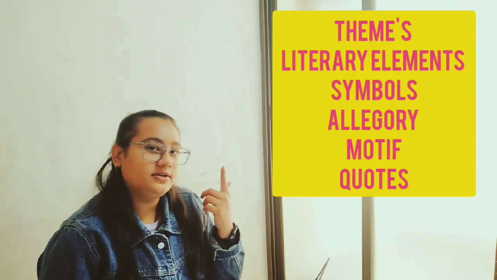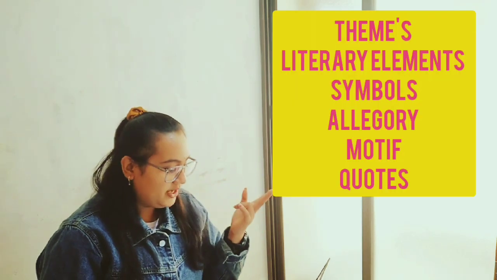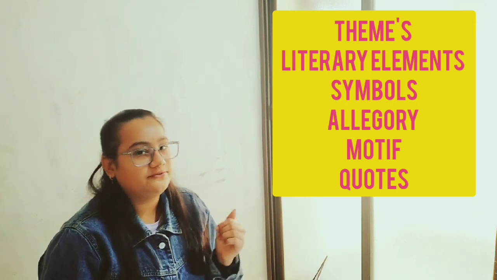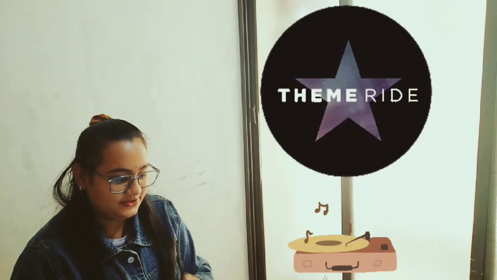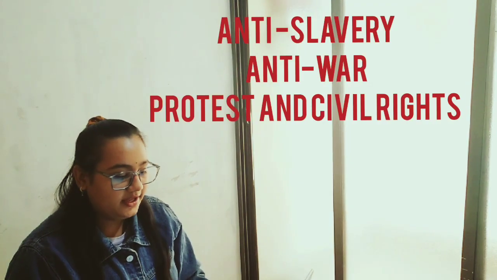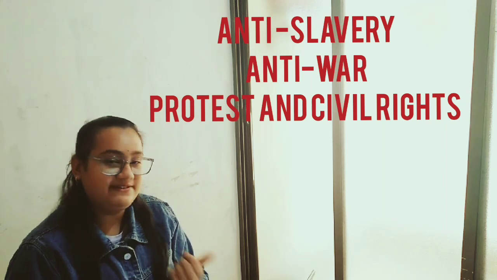In this video I'm going to talk about Blowing in the Wind's themes, literary elements, symbols, allegory and motifs, and some quotations from this song. So let's start. First thing first, I'm going to talk about the themes of this song. There are many themes. The first theme is anti-slavery, after that anti-war, and after that protest and civil rights.